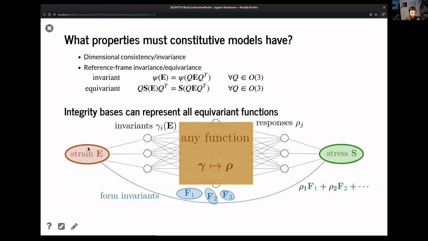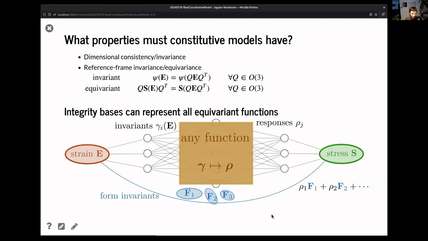The idea is you have your inputs, whatever they may be. There may be multiple tensors, and you compute some scalar invariants. And then you have a model that gives you responses to those invariants, a new set of scalars. Those get combined with form invariants. The only thing that you need to change is what goes into this any function box. But that is an extremely active area of research.